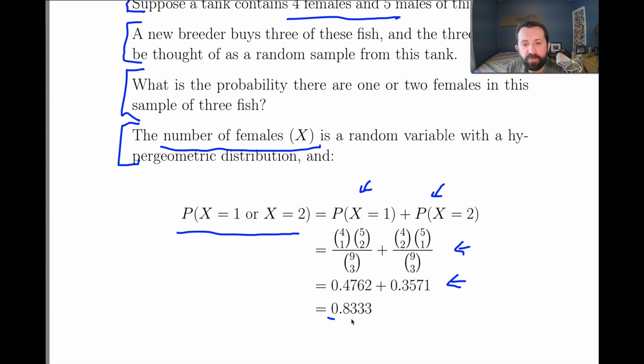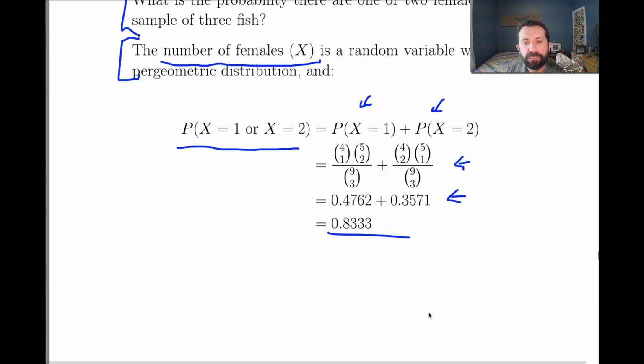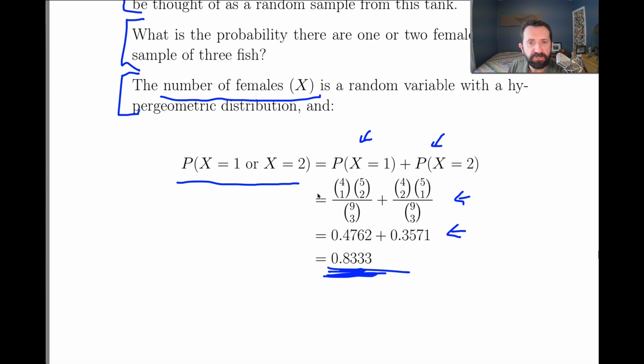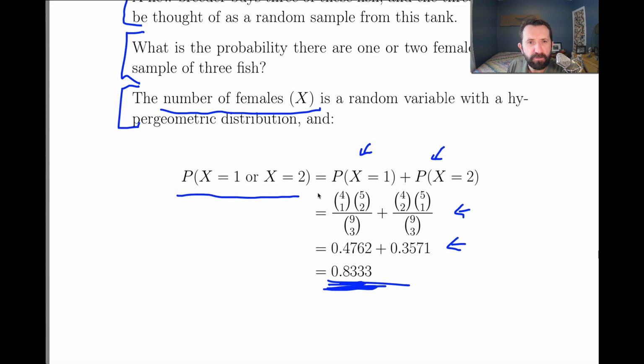Okay, but we end up with 0.8333. We've got our hypergeometric probability mass function. We worked out the probability that this person buying these 3 fish gets 1 female or 2 females is about 0.8333. Now that is the hypergeometric situation, the without replacement case.